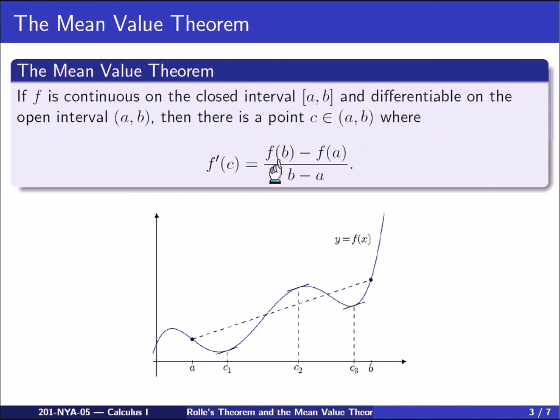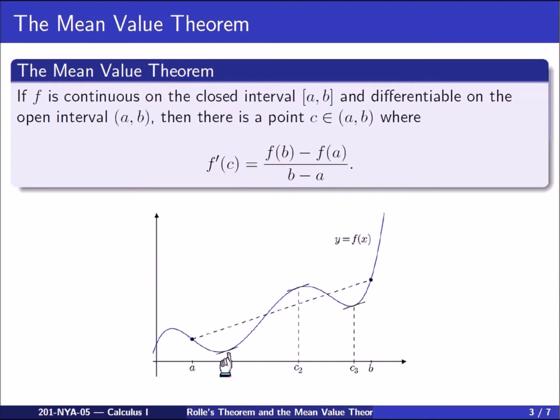If you consider this expression, (f(b) - f(a)) over (b - a), then this corresponds to the slope of the line going through (a, f(a)) and (b, f(b)). That's because f(b) - f(a) is the rise of this secant line and b - a is the run. So rise over run gives you the slope of the secant line. So the conclusion is that there is a point c where the slope of the tangent line at c is equal to the slope of the secant line going through (a, f(a)) and (b, f(b)).